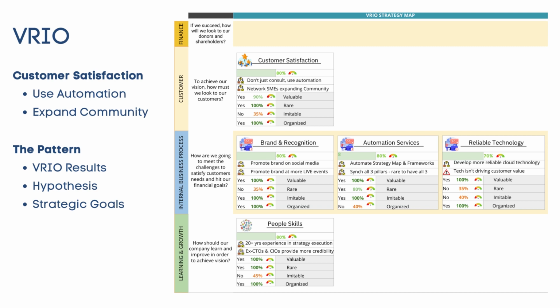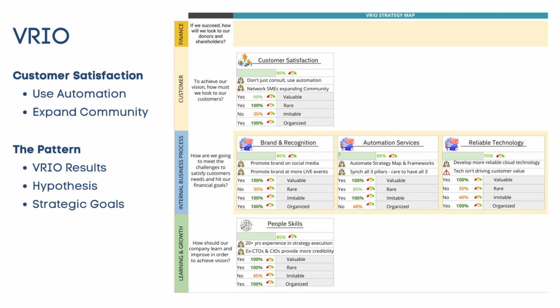Let's take a quick look at a few examples of a VRIO analysis from the VRIO strategy map shown here through the VNC Strategy Designer platform. Looking at customer satisfaction, you can see we came up with two hypotheses or ideas. The first one is to make customer satisfaction even more valuable. For example, provide strategy automation tools to make strategy execution easier and repeatable for the customer. The second one is harder to imitate by expanding SMEs.